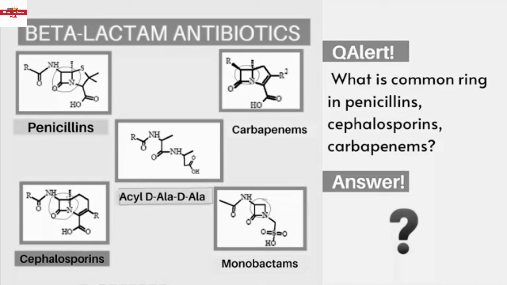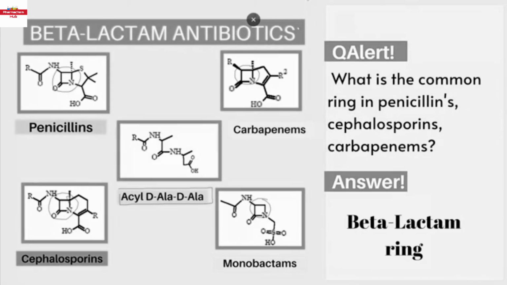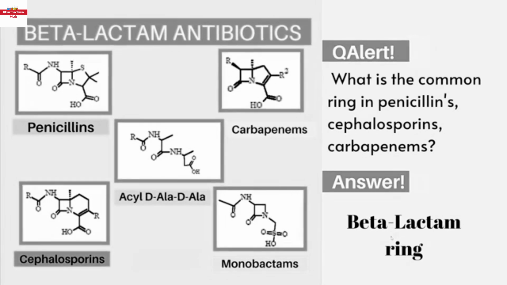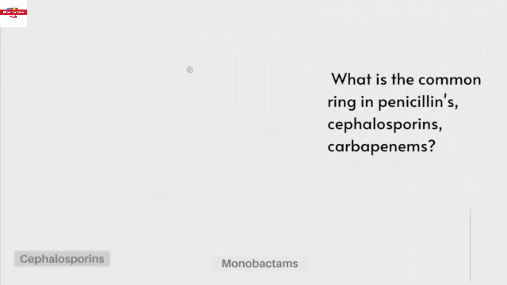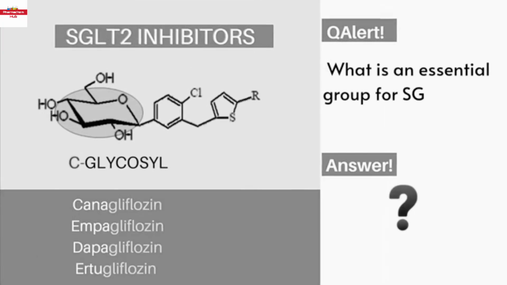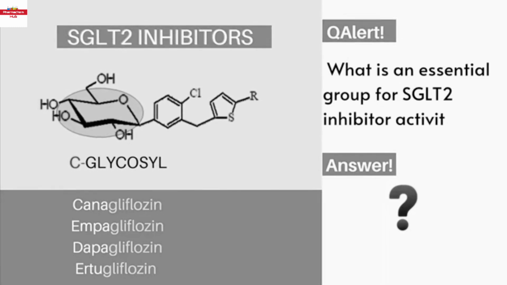So here is a test tip for the exam: what is the common ring in penicillin, cephalosporin, and carbapenem? I'm sure you have a good answer. Definitely you can answer that one, enter that into the description, and compare it, and you will find your answer right here. So obviously the beta-lactam ring. Once you focus on some specific analogs, you can definitely memorize several classes of drugs. So here let's go to the next interesting class of drug, the SGLT2 inhibitors.